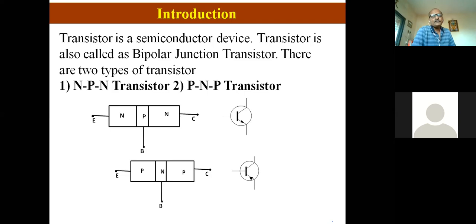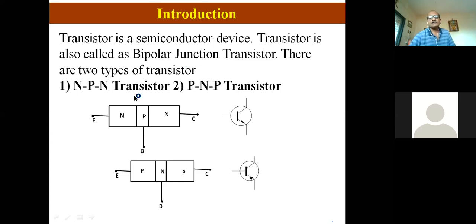Which polarities? Positive polarity, negative polarity. Hole is the positive, electron is the negative. That means due to the electron as well as due to the hole, current flows. That's why it is called bipolar. That means current flows in this transistor due to the 2 polarities.